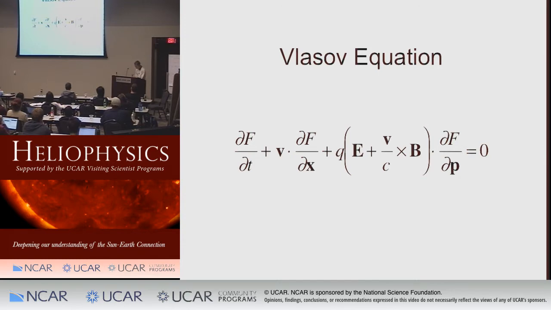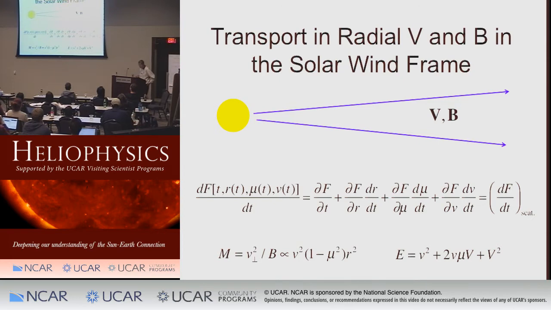Okay, so let me start out. I'm first going to try to derive what's called the focused transport equation. And that is that you imagine that you have a radial field, okay, in the solar wind. So radial field, and let's take the case of the magnetic field, which is also radial, okay? So V cross B is 0, so there's no electric field, okay? So in the inertial frame, the energy is conserved, okay?